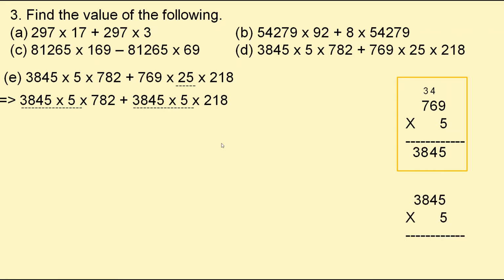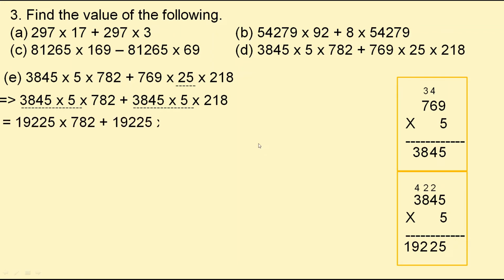Okay, let's find the product of 3,845 into 5. So 5 5s are 25, so 2 is on carry. 5 4s are 20 plus 2 is 22, so 2 is on carry. 5 8s are 40 plus 2, 42, so 4 is on carry. 5 3s are 15, plus 4 is 19. So we got the product for 3845 into 5 is 19,225. Now let's write it.